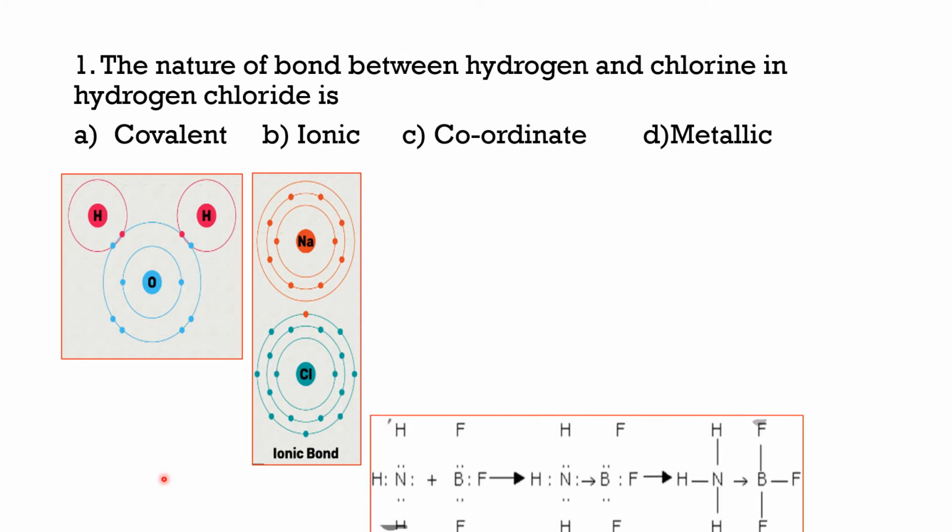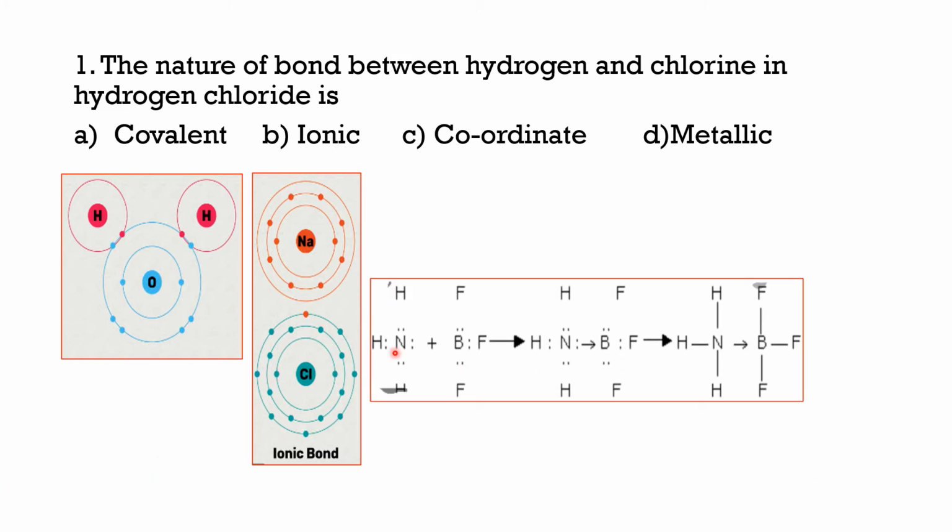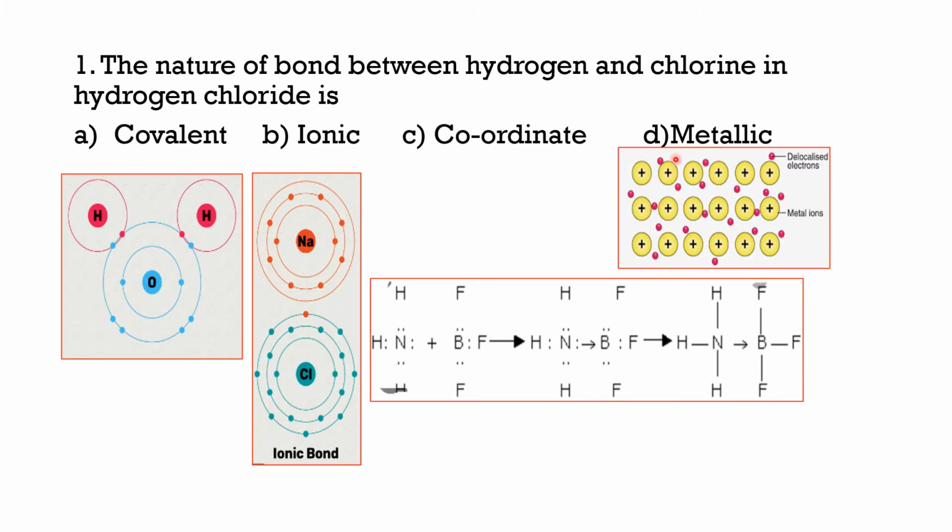And the next one, see here, this we call a coordinate bond. This type of bond shows the coordinate bond. See here, ammonia is there and BF3 is there. The ammonia donates the electrons to this BF3. This type of bonding is called a coordinate bond. And the next one is the metallic bond. The metallic bond always has positive charges with electron clouds around them. So these are the metals and the delocalized electrons around the metal. This type of bond we call a metallic bond.